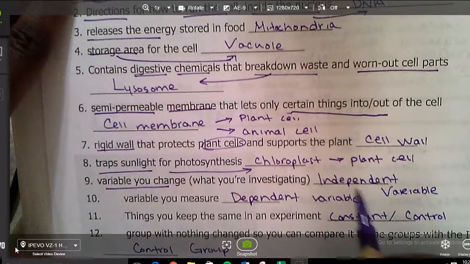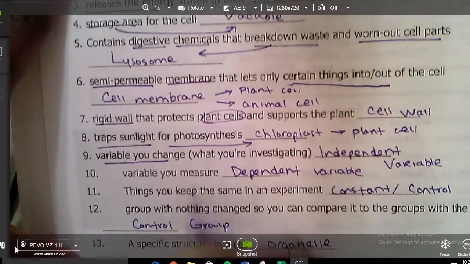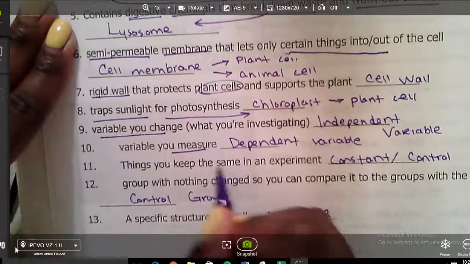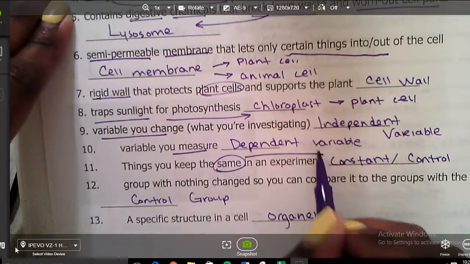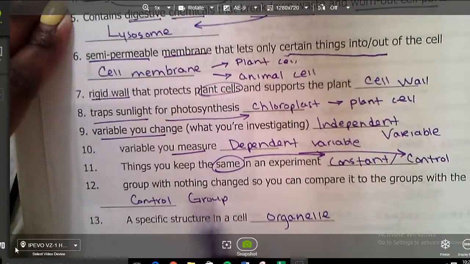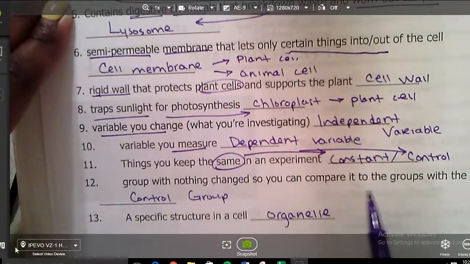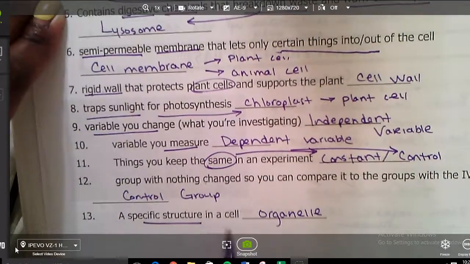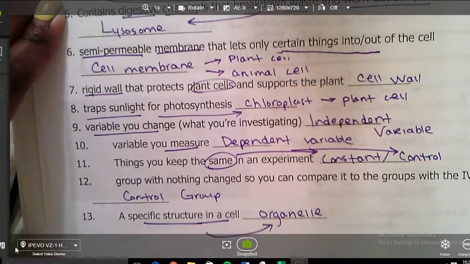Variable you change is the independent variable. Variable you measure is the dependent variable. Things you keep the same in an experiment, sometimes we call it the constant, sometimes we call it the control. Group with nothing changed, so you can compare it to groups with the independent variable, is our control group. A specific structure in a cell is the organelle.